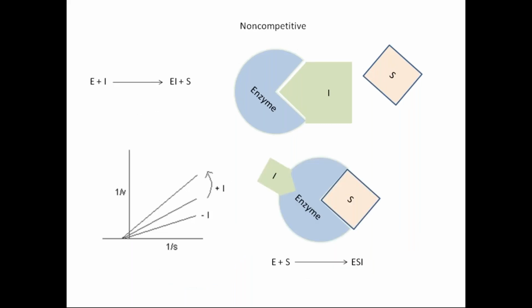So in a non-competitive inhibitor, the inhibitor binds at a different site, causes a conformational change, and does not allow the substrate to bind. So here what happens is the Vmax will change, but the Km will remain the same.